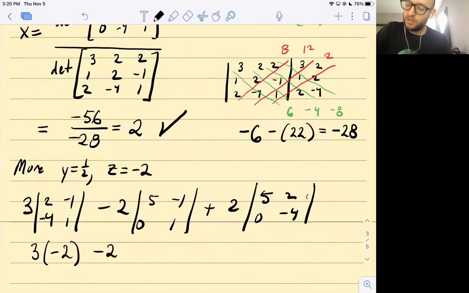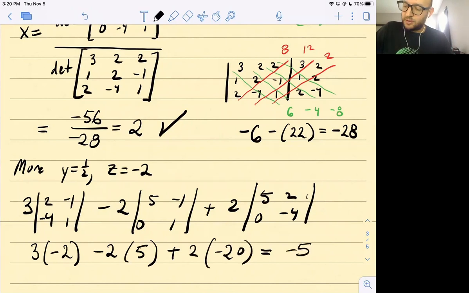Whenever you see a 0 in a 2x2 matrix, it's nice because it's just going to cancel that diagonal. The negative 2 times 5. And then this will be 2, another 0 showing up. So that's just 2 times negative 20. Putting these all together, you get negative 56. Awesome. And then you've got to be careful with the denominator as well. Oh, gotcha. Yeah.